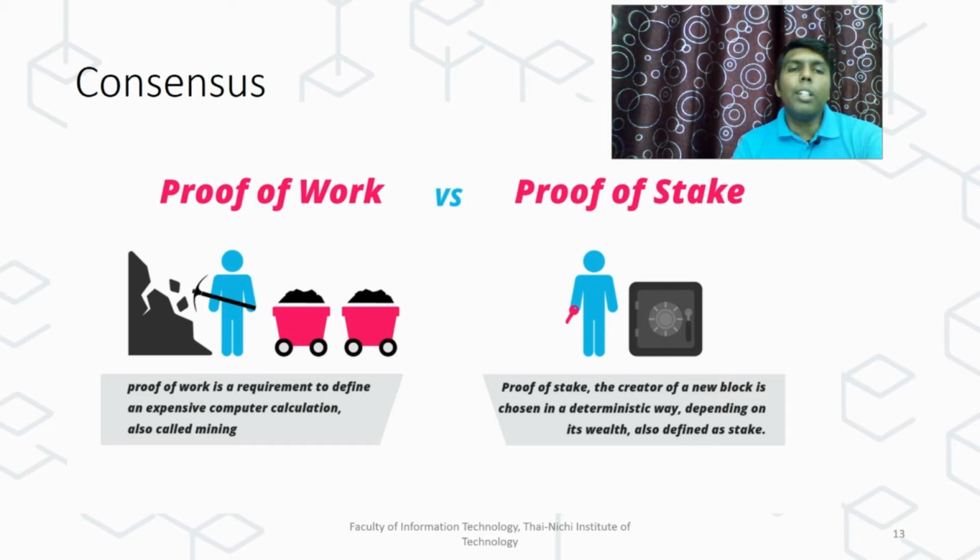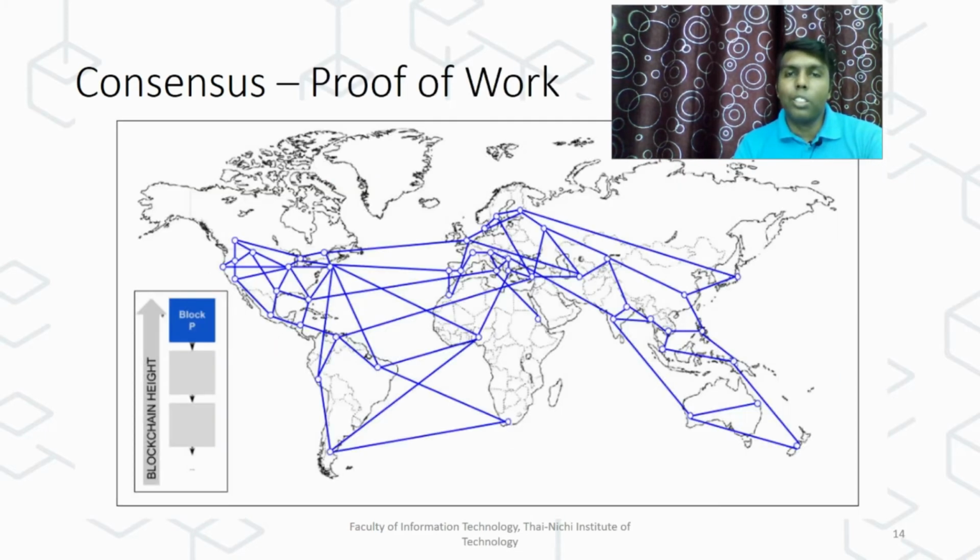We will see in detail after week 7 on these consensus mechanisms. There are a lot of consensus mechanisms available. Proof of work and proof of stake are just two types, that's all. So we will see more in detail in the later lectures.